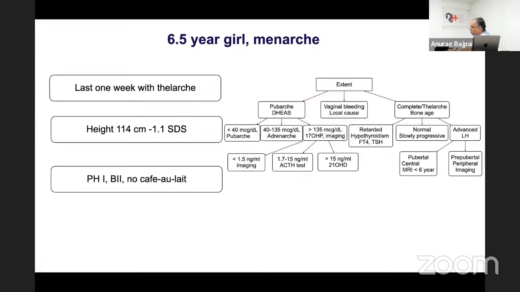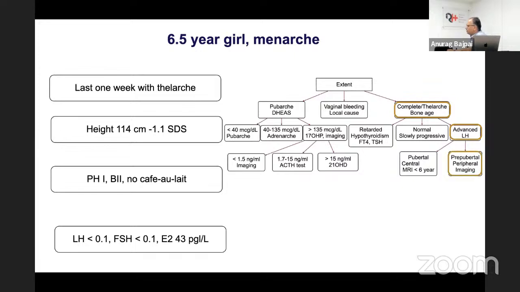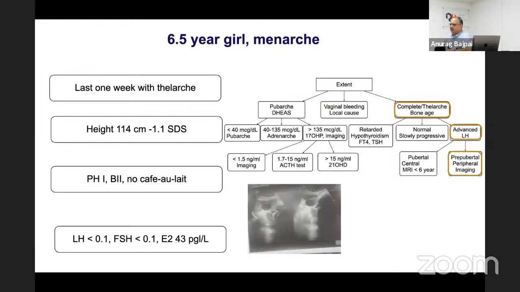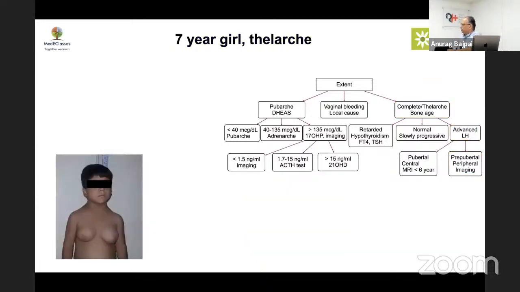So she is not tall, she has no pubic hair, breast is stage 2, and in this regard, this is an ovarian cyst which is there. You do not need to do much unless it's a large ovarian cyst, then only surgery is indicated in that regard. 7-year-old girl with thelarche.